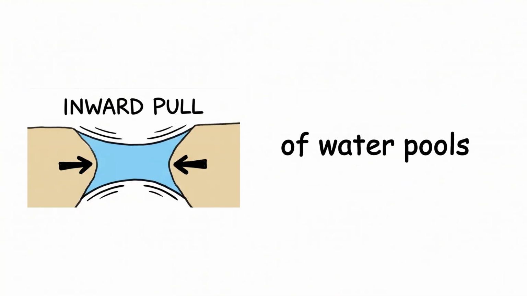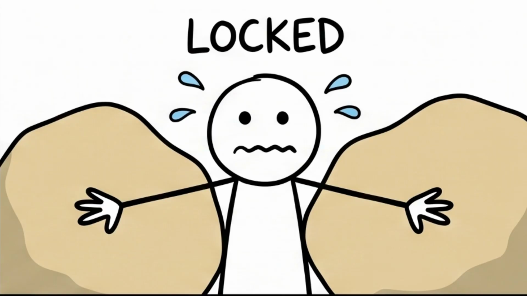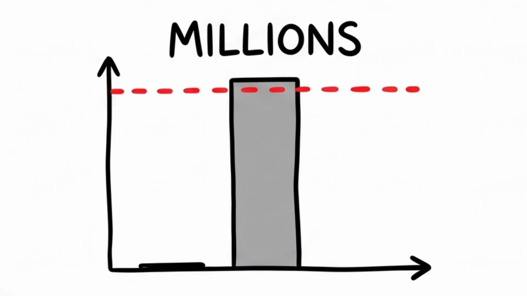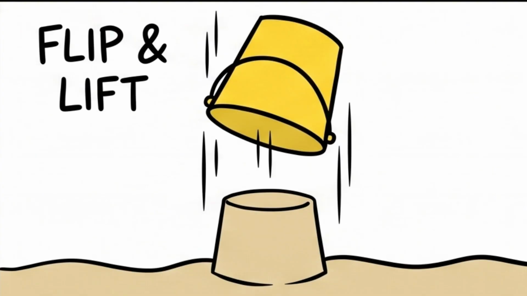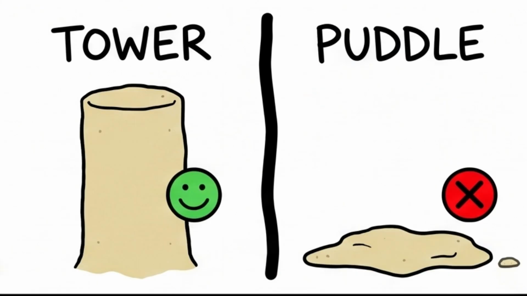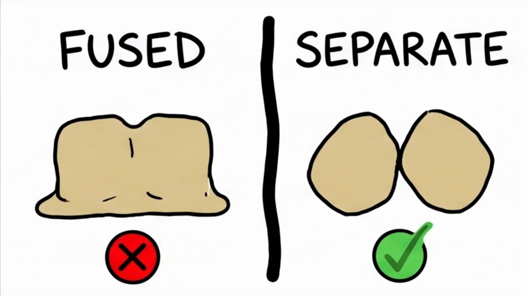A curved surface of water pulls. Surface tension drags the 2 grains together and holds them there. That is a capillary bridge. There are millions of them in a single handful of damp sand. Together they are the reason a bucket turned upside down produces a tower instead of a puddle. The engineering term is apparent cohesion. Apparent because nothing has actually bonded.